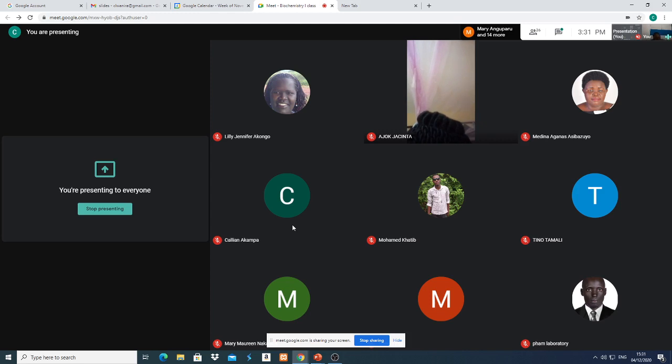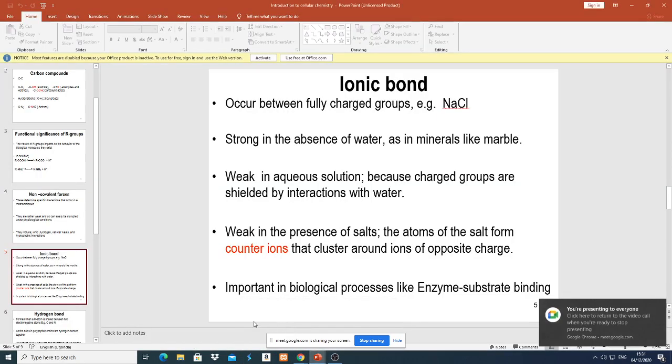But the moment you introduce water into an ionic compound, the bond is disintegrated. The moment you introduce water, the bond is disintegrated. So let me take you back to the slide where I'm pointing that out.